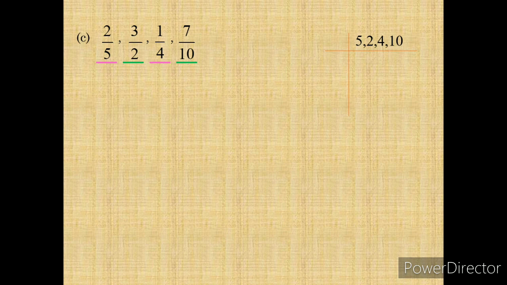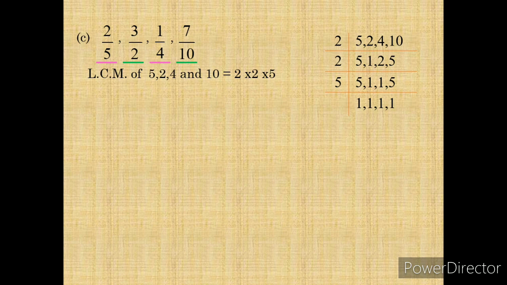Let us see one more example. Again, they are the unlike fractions because the denominators are different. 2/5, 3/2, 1/4, 7/10. First step is take the LCM of the denominators. So I take the LCM of the denominators, that are 5, 2, 4 and 10. LCM of 5, 2, 4 and 10 comes out to be 2 into 2 into 5, which comes out to be 20.